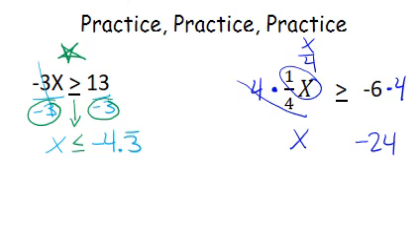Now the question for my inequality symbol. Did I multiply or divide by a negative number? The answer is no. I multiplied by positive 4. It does not matter that negative 6 is being multiplied by 4. The 4 is what I'm multiplying by, and it is positive. My inequality symbol will come down just like it is. We will not flip the inequality symbol in this example.